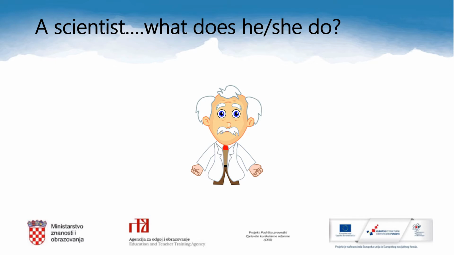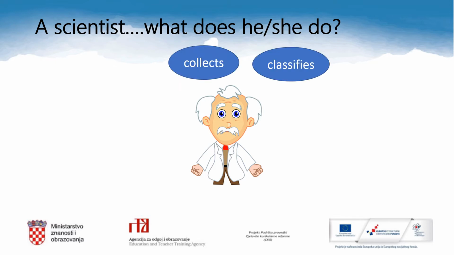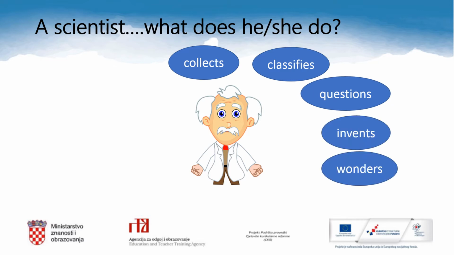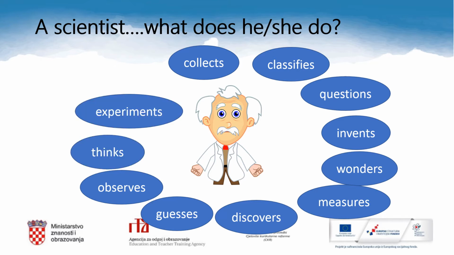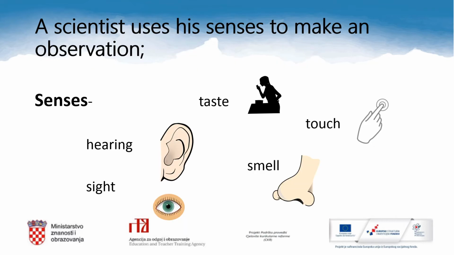A scientist collects, classifies, questions, invents, wonders, measures, discovers, guesses, observes, thinks, experiments, and sorts things out. In order to make observations, a scientist uses his senses, and the 5 senses are hearing, sight, taste, touch, and smell.